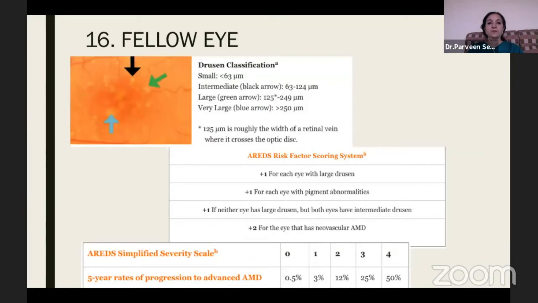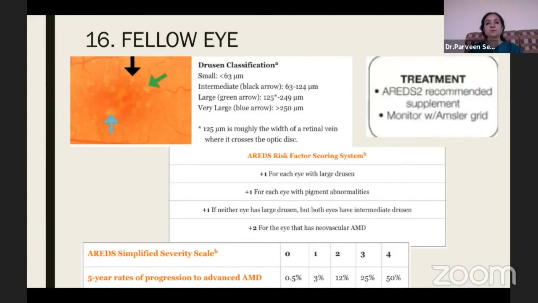Follow-up of the fellow eye is extremely important. You could see the AREDS score and realize that even the drusen or presence of a CNV in the other eye can increase the risk of development of advanced AMD in the fellow eye as well. You may have to offer the patient regular monitoring as well as AREDS supplements.